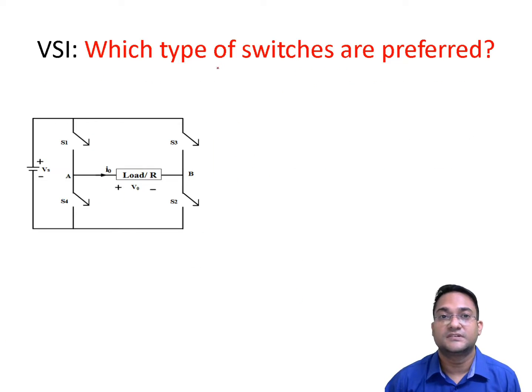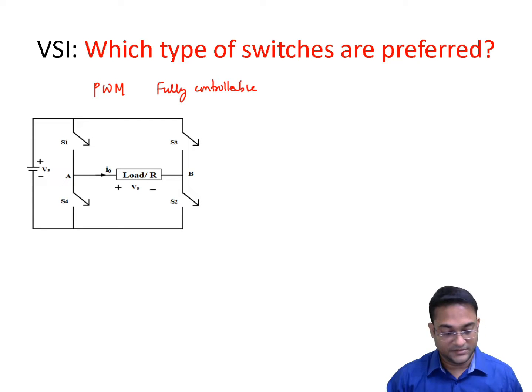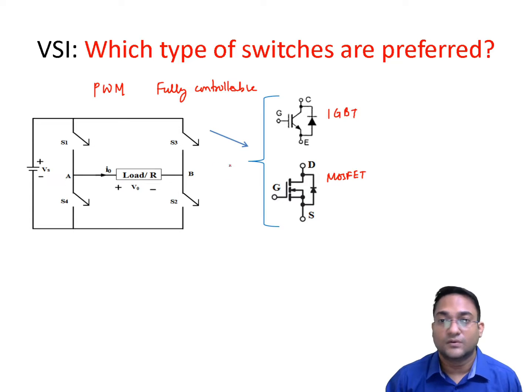Now, before we discuss VSI in detail, let us try to understand what type of switches are preferred for voltage source inverter. As we progress along the course, you will see that the switches used for voltage source inverter are controlled using pulse width modulation techniques. And as you know, for pulse width modulation technique, we need switches which we can turn on and also turn off. That means we need fully controllable switches. An example of such switches are IGBT, MOSFET. In this course, I will be discussing VSI with respect to IGBT mainly.